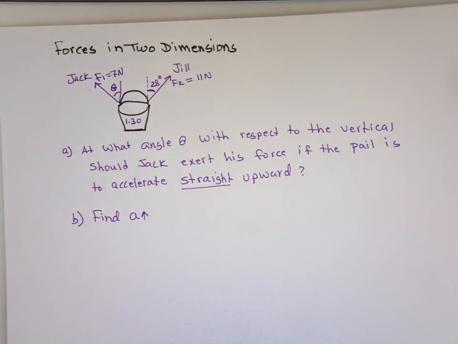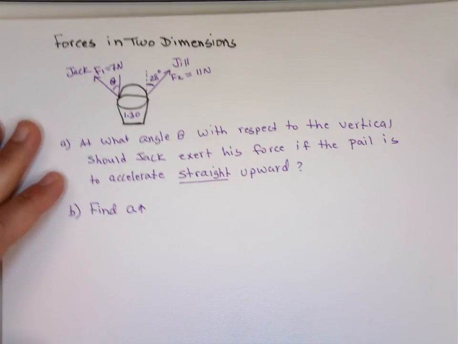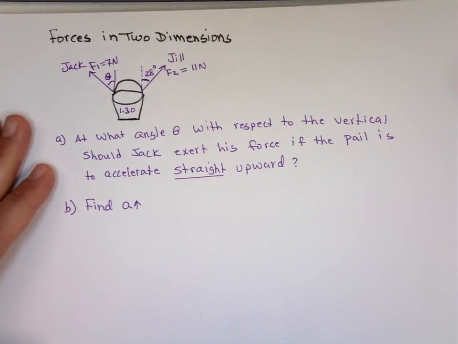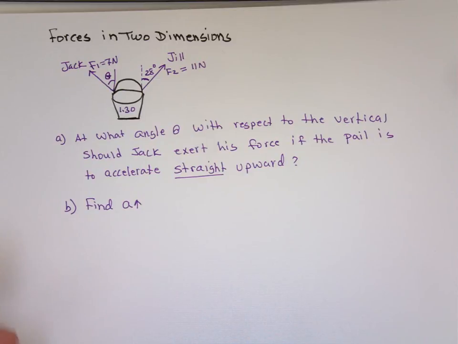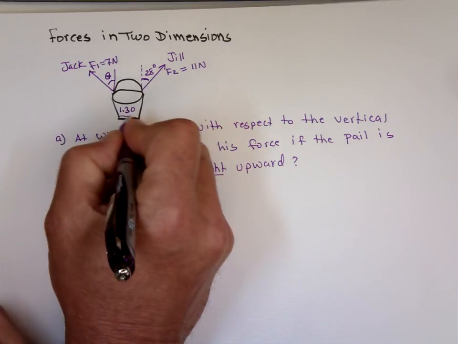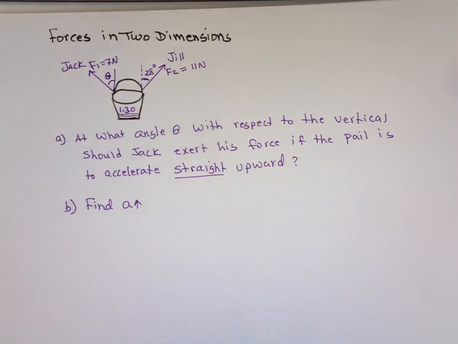Okay. That's the question. We have a bucket or a pail here. It has the mass of it with the water at 1.3 kilogram. Two people holding it, they're going to move it straight upward. And the question, what do you think the angle theta should be for that bucket to move straight upward? And the other part is, what is the acceleration? I need to do my free body diagram.